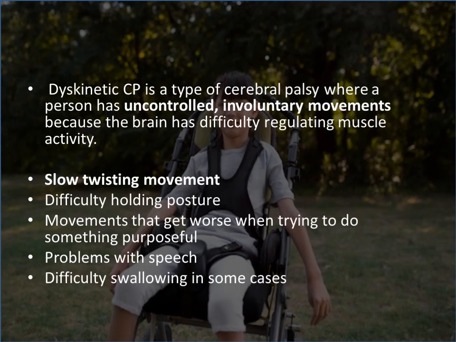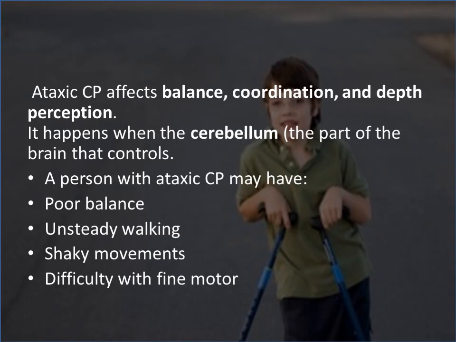And the movements get worse when trying to do something purposeful, and you will also realize that there is a problem with speech because facial muscles are affected in dyskinetic CP. There is difficulty swallowing in some cases, and damage to part of the brain. Dyskinetic CP is mainly caused by damage to a part of the brain called the basal ganglia, which helps control movement.